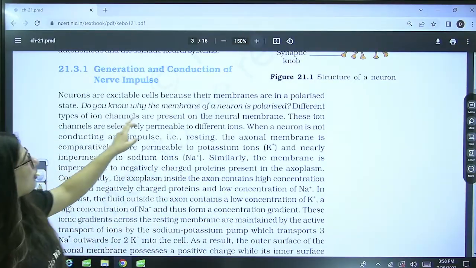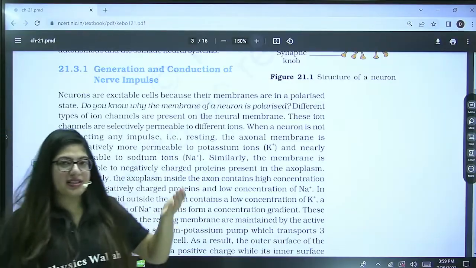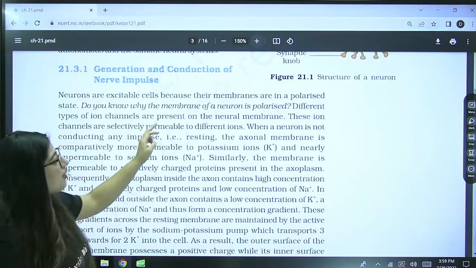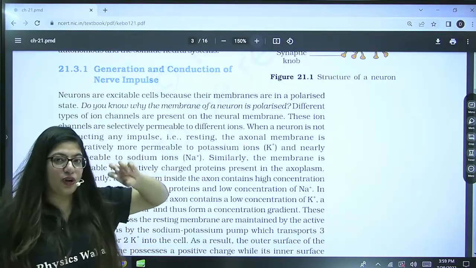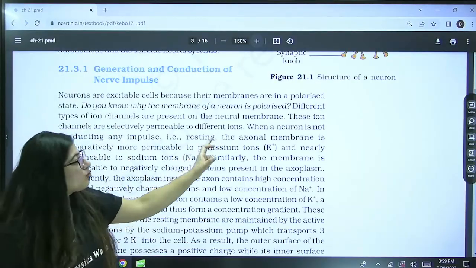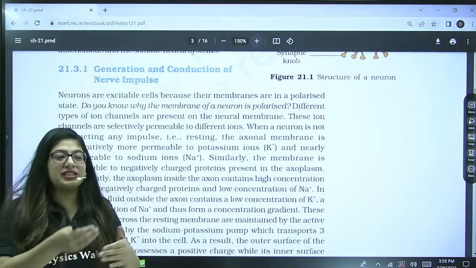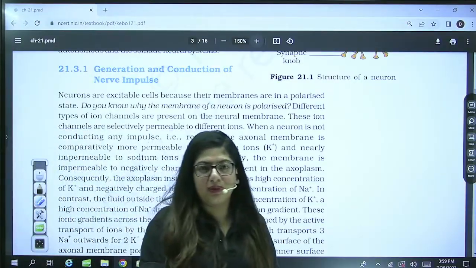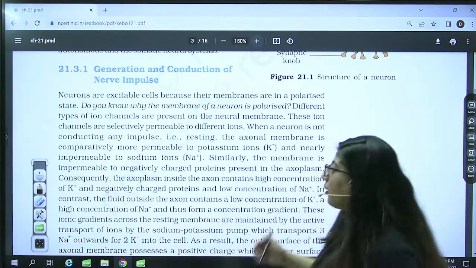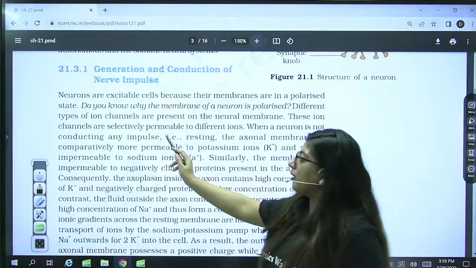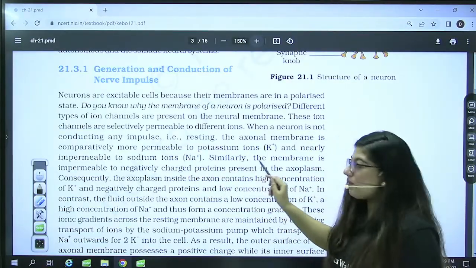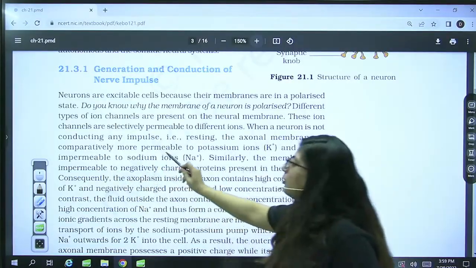So do you know why the membrane of a neuron is polarized? As I said, there is a charge difference. You can also call it polarized. Different types of ion channels are present on the neuronal membrane. These ion channels are selectively permeable to different ions. Selective permeability means differential permeability, different types of permeability. Because they're selecting things, you can also call it selective permeability. When a neuron is not conducting any impulse, that is resting, the axonal membrane is comparatively more permeable to potassium ions and nearly impermeable to sodium ions.